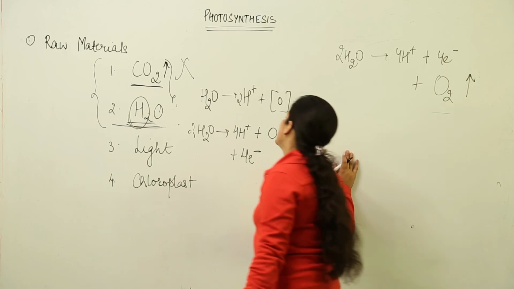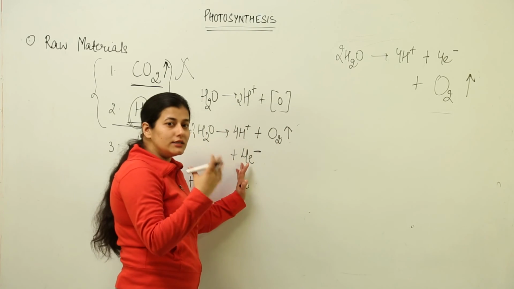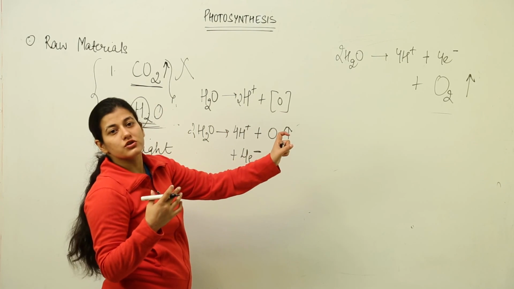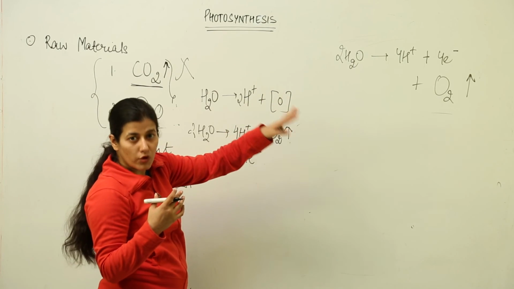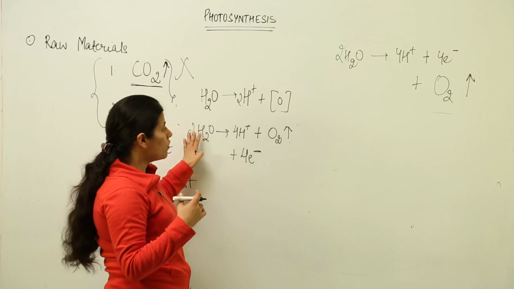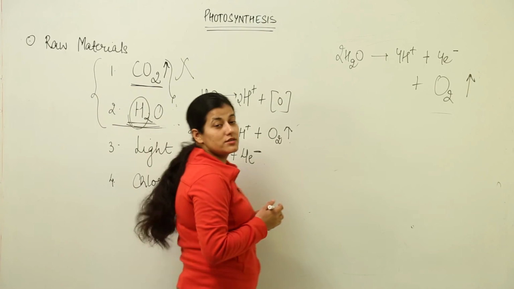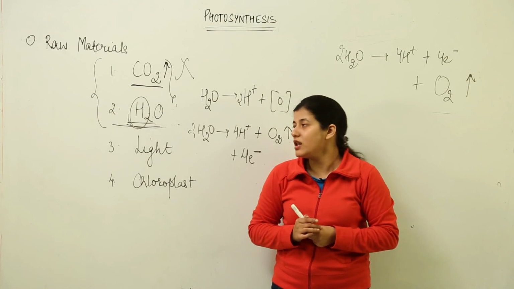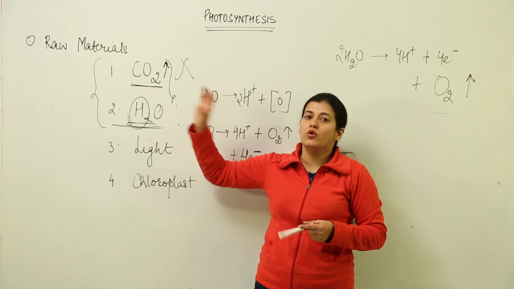And that's what we have dedicated this entire lesson to, that ultimately the liberation of oxygen is from the water molecule. And these two are the important raw materials for the process of photosynthesis. So this is all about these 2 raw materials.